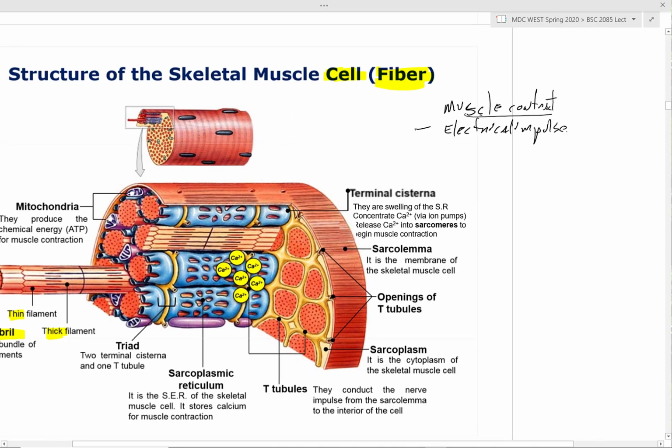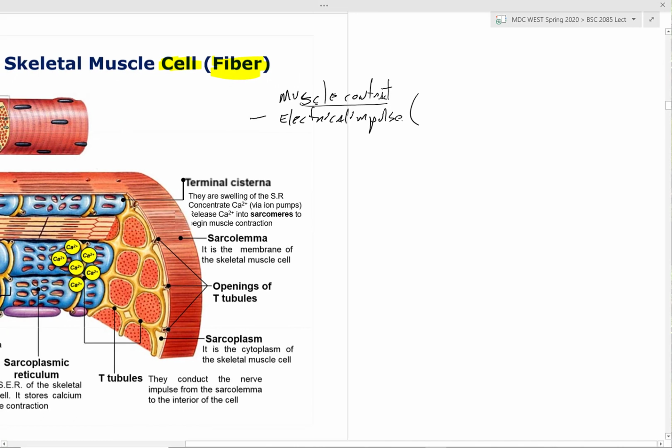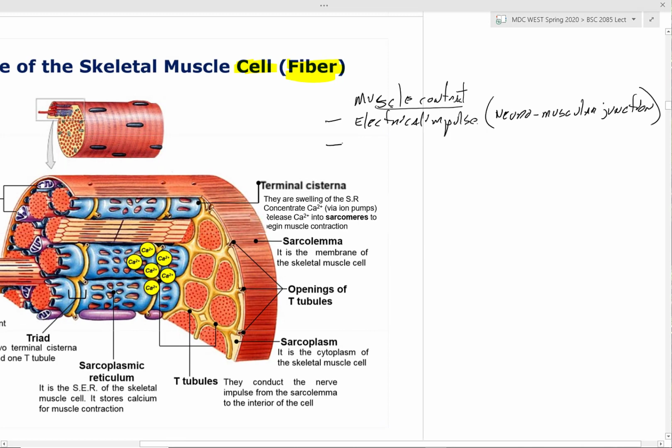And we said that the electrical impulse is going to be provided by whom? Neuromuscular junction. Remember the neuromuscular junction? It's a weird way of saying neuro to muscle connection. That's the electrical impulse. Now, after we got the electrical impulse, the impulse is already at the muscle. What do we need now? We need the calcium that we talked about.